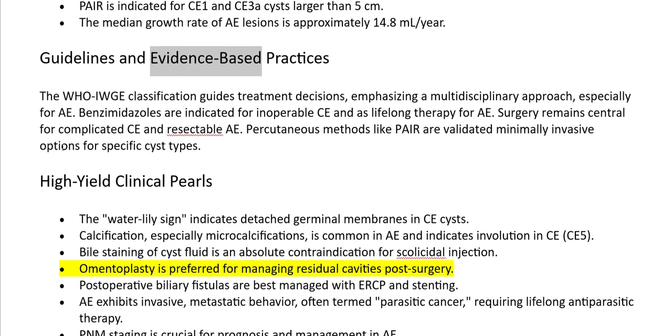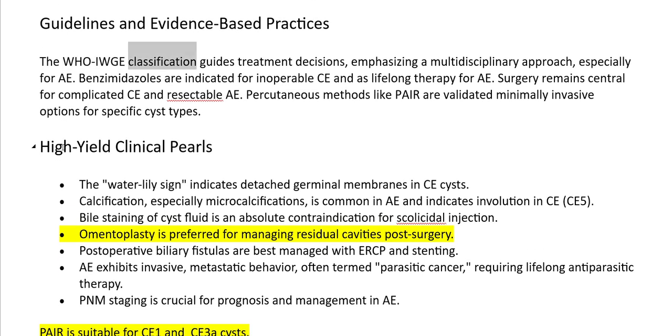Guidelines and evidence-based practices. The WHO-IWGE classification guides treatment decisions, emphasizing a multidisciplinary approach, especially for AE. Benzimidazoles are indicated for inoperable CE and as lifelong therapy for AE. Surgery remains central for complicated CE and resectable AE. Percutaneous methods like PAIR are validated minimally invasive options for specific cyst types.